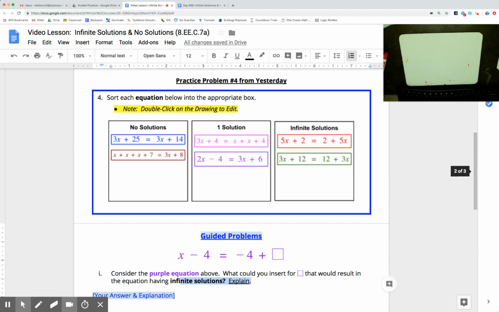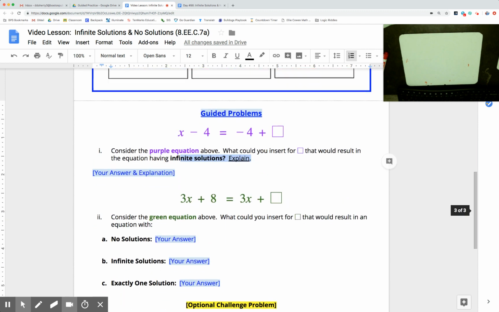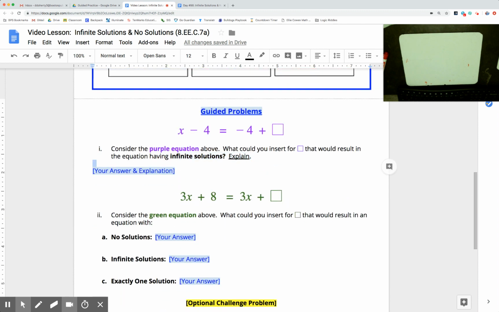And again, I'd encourage you to remember the structure of equations that have infinite solutions. Same variable with the same coefficient, and then added with the same constant term, or maybe subtracted with the same constant term. Just go ahead, pause the video, and try to figure out what could be inserted for the purple box there.